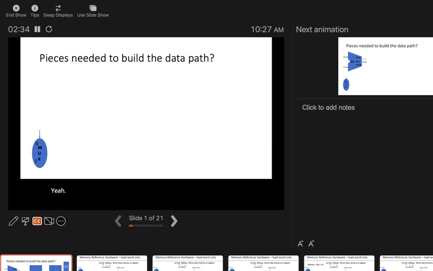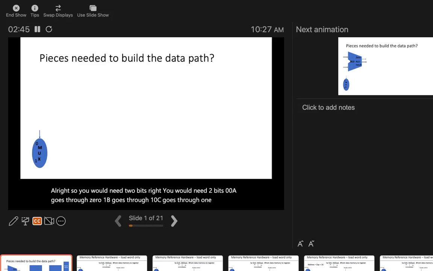All right. So you would need 2 bits. 0, 0, A goes through. 0, 1, B goes through. 1, 0, C goes through. 1, 1, D will pass through. If it is an 8x1 mux, how many selection bits would you need? 3, exactly. So if you have n contenders, the number of selection bits that you would require is log to the base 2 of n.